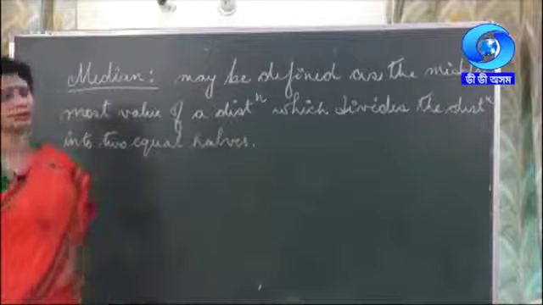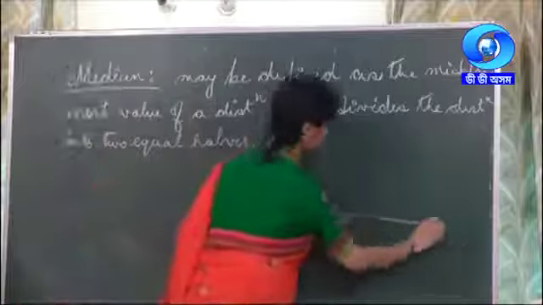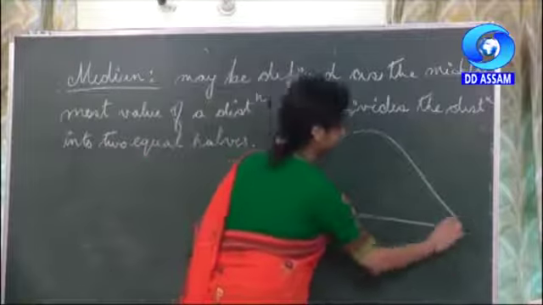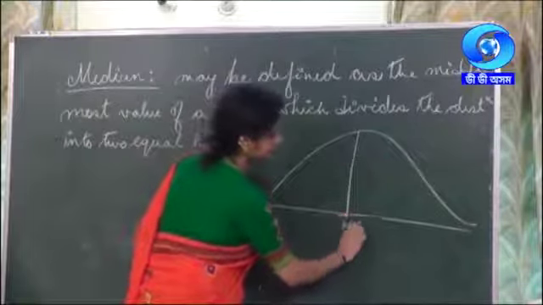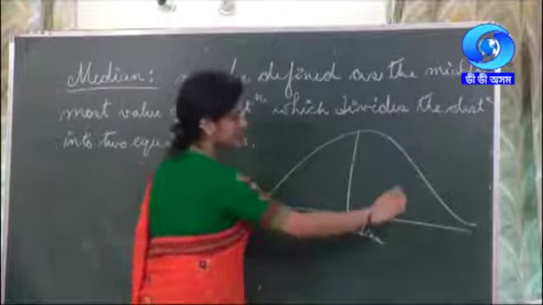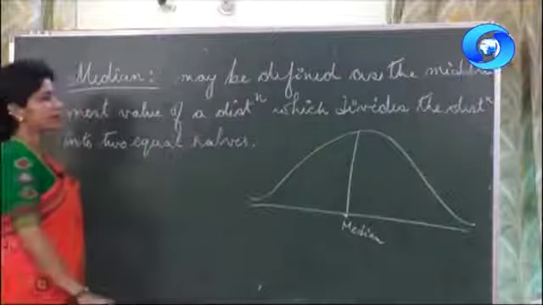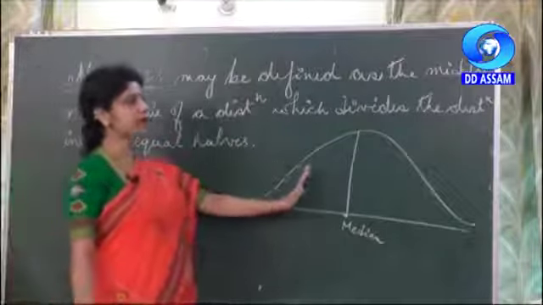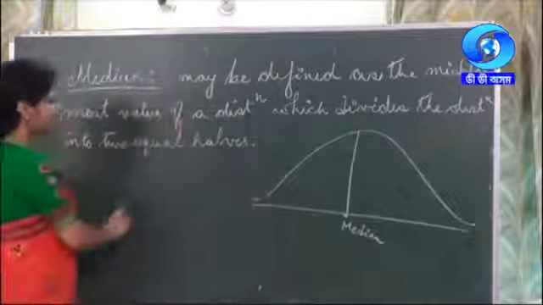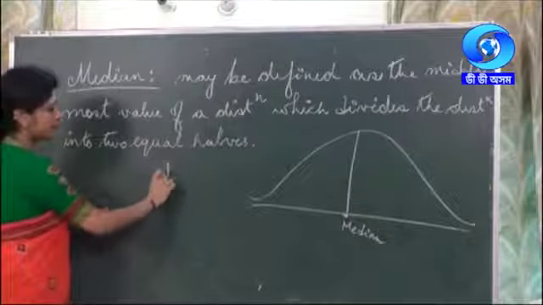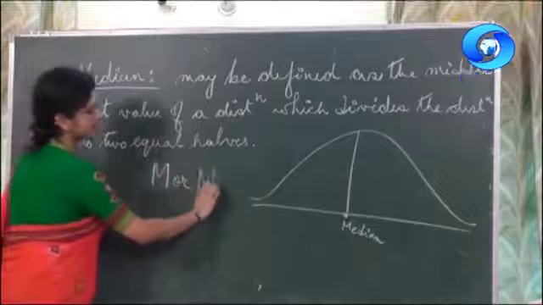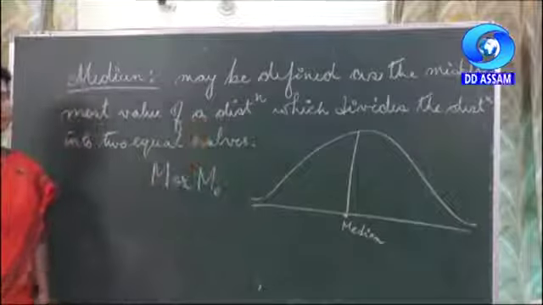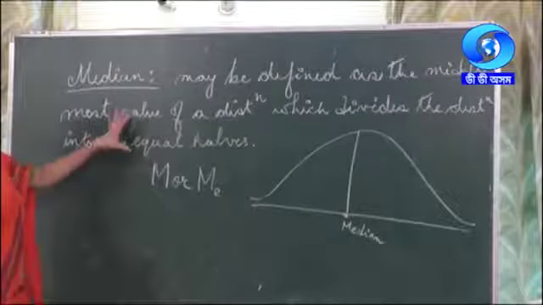The value that lies exactly in the middle is why we call it the median. So if this is a frequency curve, our median will be here. It divides the distribution into 2 equal halves. Usually it is denoted by M, or in some books you will find it as ME. All right, so this is the definition.